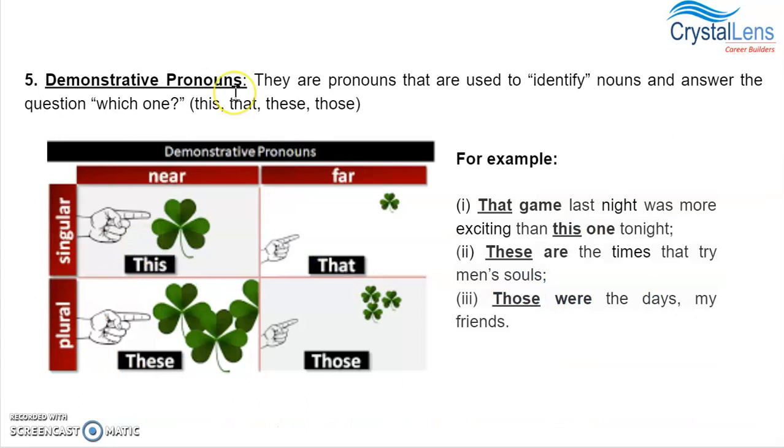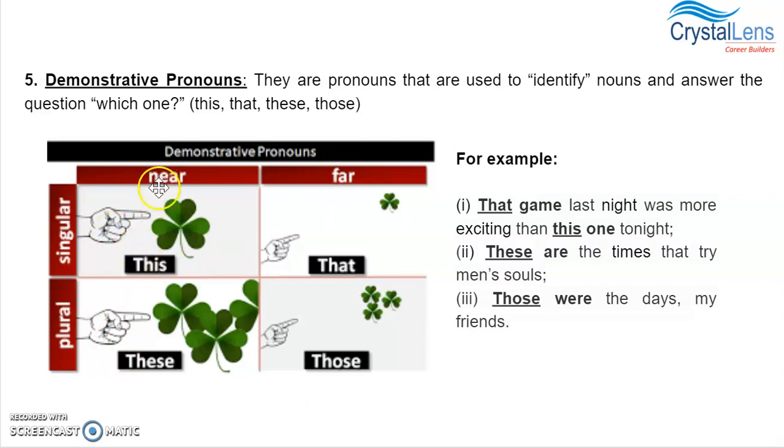Next is demonstrative pronouns. These are pronouns that are used to identify nouns or answer the question, which one? One thing to note about demonstrative pronouns is that when you're using them, you are more likely to be pointing your finger at something. And so another thing to note is that demonstrative pronouns could be singular or plural. Singular demonstrative pronouns are this and that.